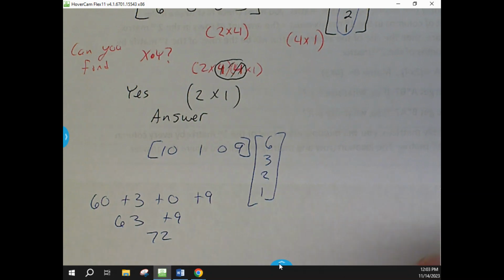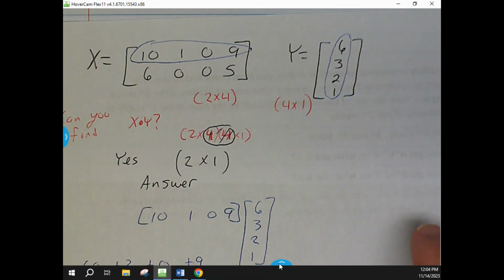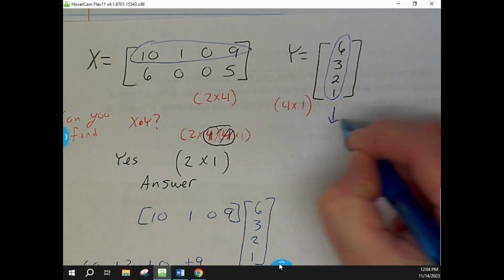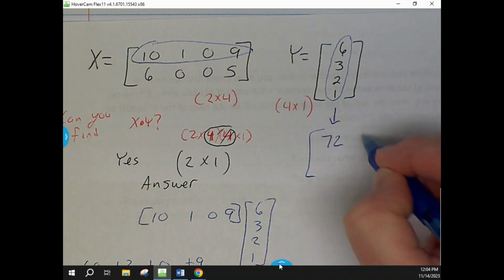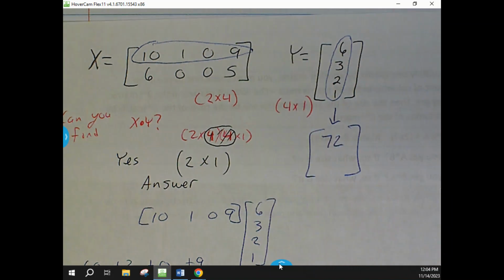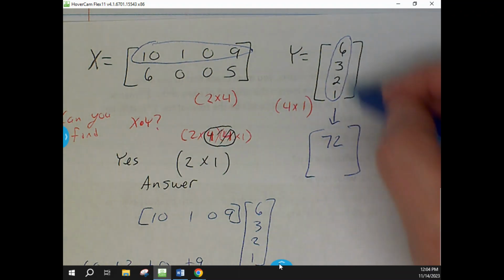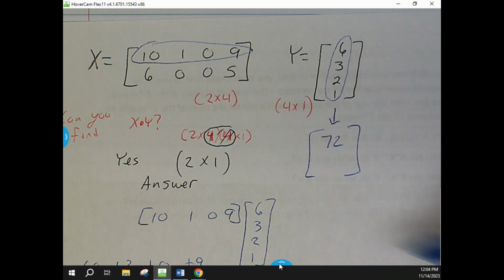Okay, and again, I hadn't really thought about this until we were going over it this morning with the other class. As you're multiplying these together, take the second matrix, and this is going to tell you how many answers you need column-wise. In this case, we've got 72, and there's no other column. So that 72 is going to go there, because there's not another column, so there's nowhere else for it to go. We're only going to have one column of answers.